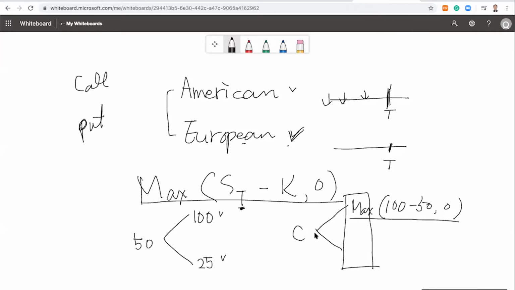And then the payoff of the down state is basically using the same formula. So max, and the ST in this case is 25 because it's in the down state. So it's max(25 - 50, 0). And as you can see, this is a negative number, so basically C turns out to be 0 here.